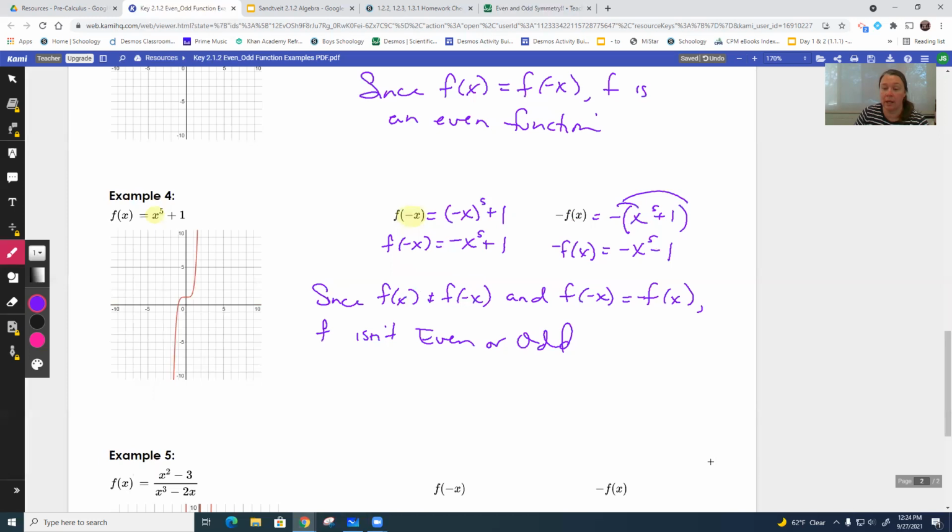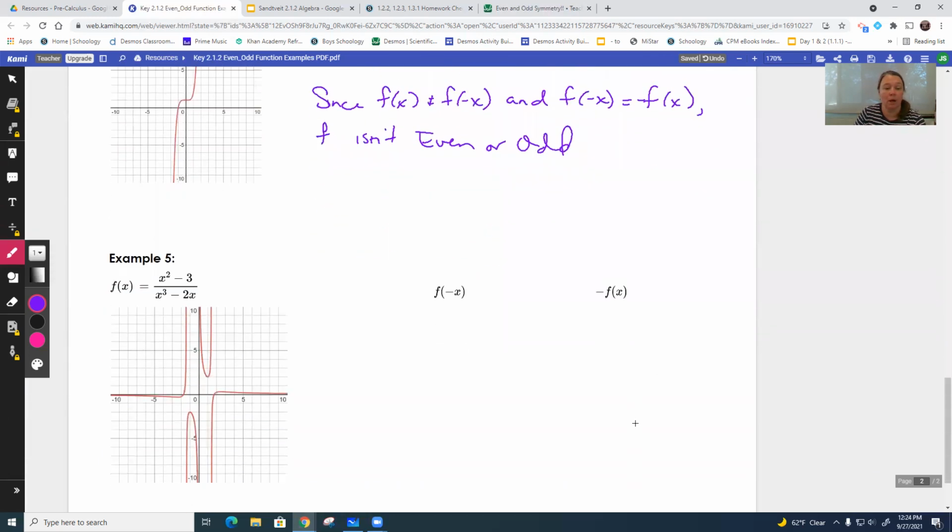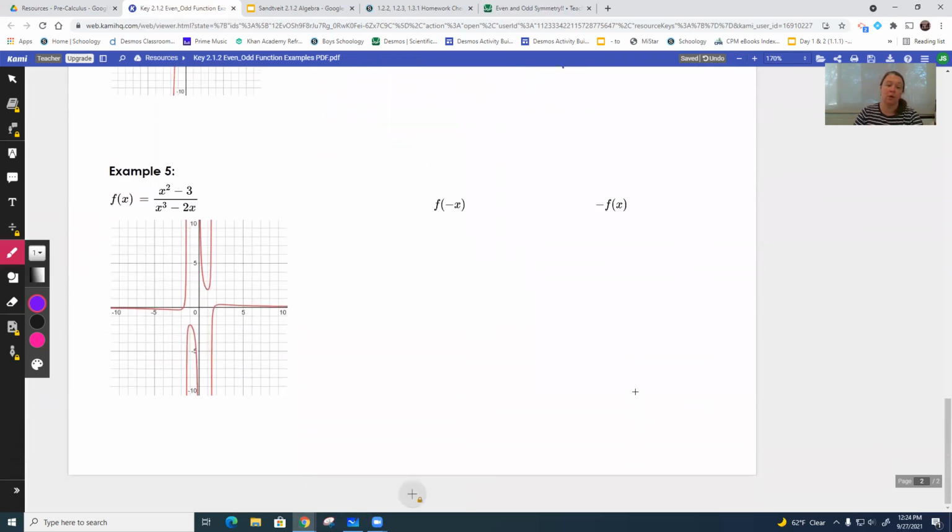All right, and then for my last one, I meant to scroll. All right, so for our last one, when we look at this, you might be able to tell if it's even or odd. I definitely know it's not even. Obviously, if I flip this over, it doesn't land. It sort of looks like I could turn it. But when you look at this function, you really wouldn't know off the top of your head probably if it's even or odd. So let's go ahead and go through this process.